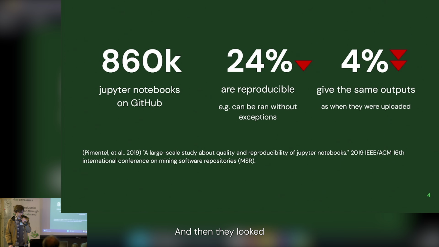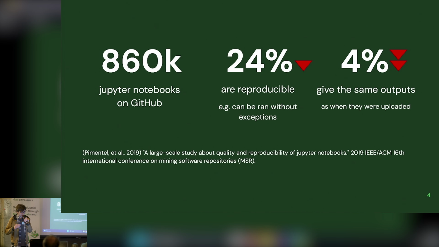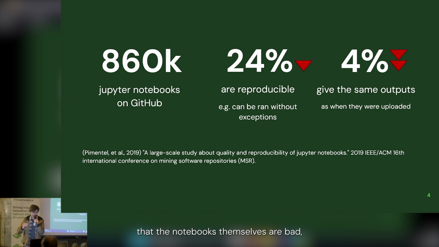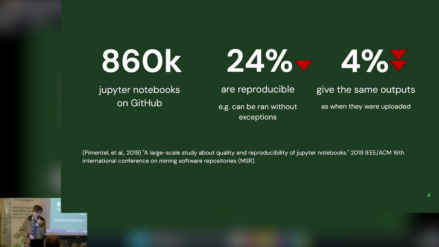And then they looked at the outputs stored in the Jupyter notebooks and compared them to the outputs they got when they ran the notebooks. And they got 4%, right? I would not call this reproducibility. The point is not that the notebooks themselves are bad, but there's something that makes them not very reproducible.